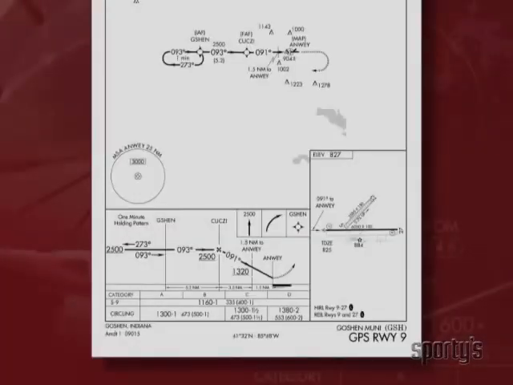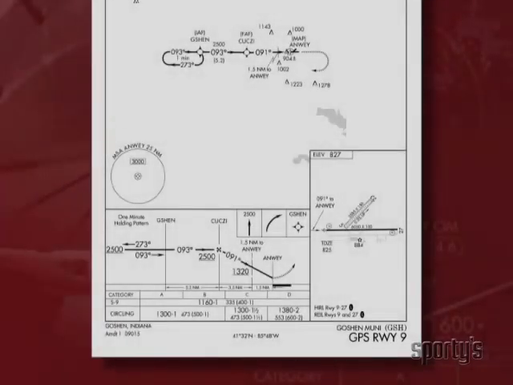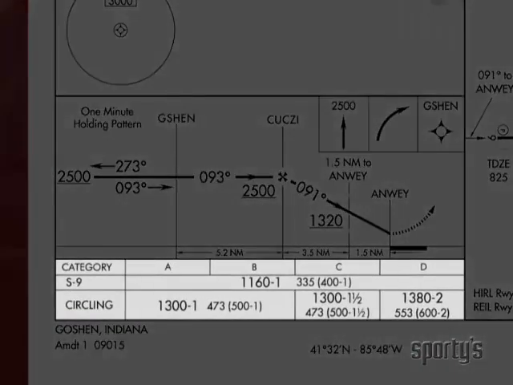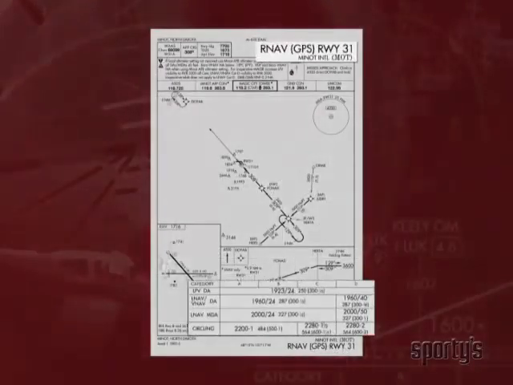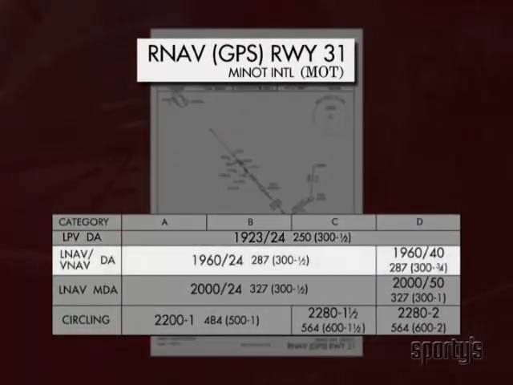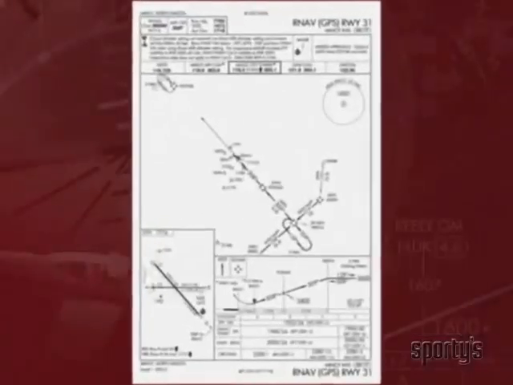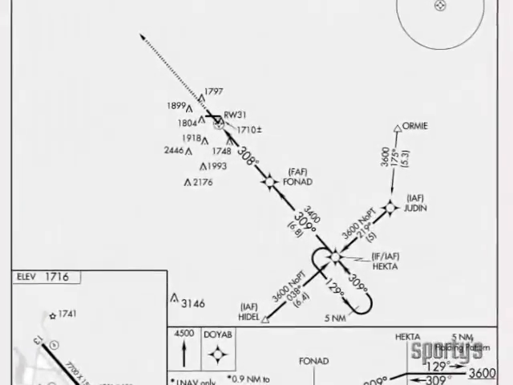Standalone GPS approaches will be titled as simply GPS or as RNAV GPS. These approaches were designed specifically for GPS navigator use. Older standalone approaches may use the traditional straight-in or circling format. Newer approaches describe the minimums using one or more of the labels LPV DA, LNAV/VNAV DA, LNAV MDA, and circling. Standalone GPS approaches are typically designed to minimize course reversals. When a course reversal is associated with an initial approach fix, it's often performed using a holding pattern.